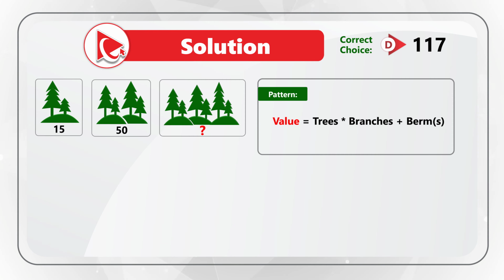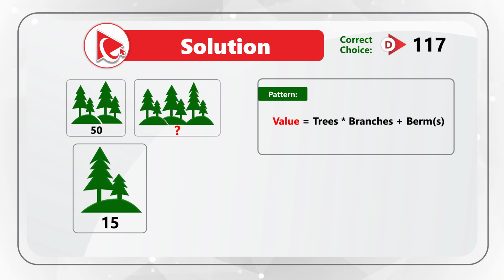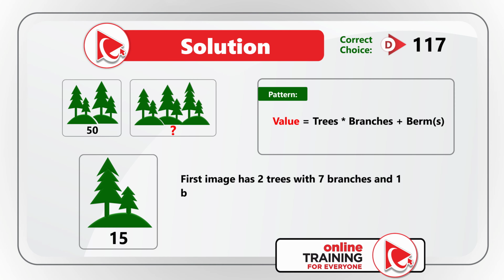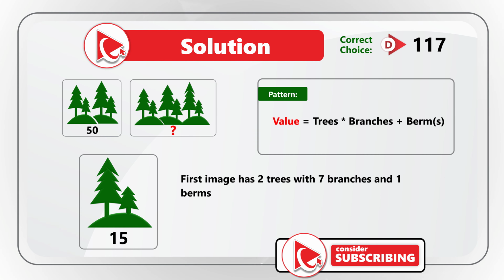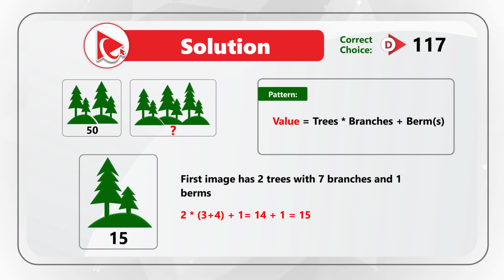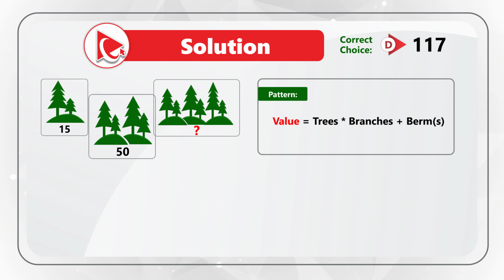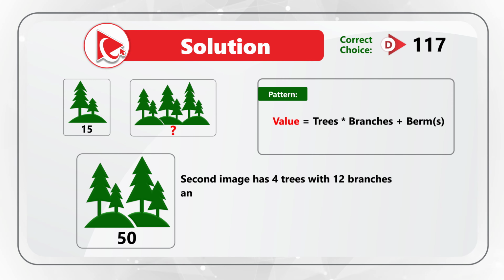Let's look closely at each one of the images. First image has 2 trees with 7 branches and 1 berm, and the calculation would be 2 multiplied in parentheses 3 plus 4 plus 1, which would be an equivalent of 14 plus 1 equals 15. Second image has 4 trees with 12 branches and 2 berms, and the calculations will be 4 multiplied in parentheses 3 plus 3 plus 3 plus 2, and then you add 2 to the calculated value. The end result of this calculation for image 2 will be 50.